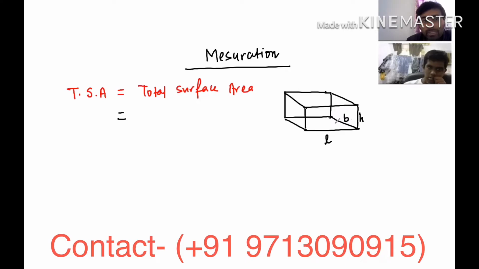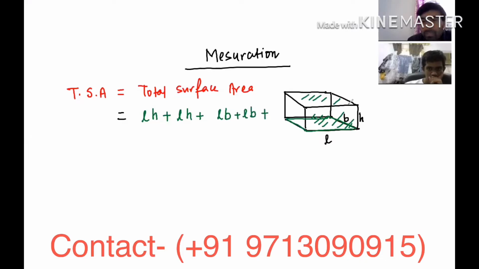Like, this is the front side. How much area will it be? Length times height, LH. The opposite side will be the same, LH. Then the area of the base is length times breadth, so that will be LB. In the same way, the top area will be LB only.